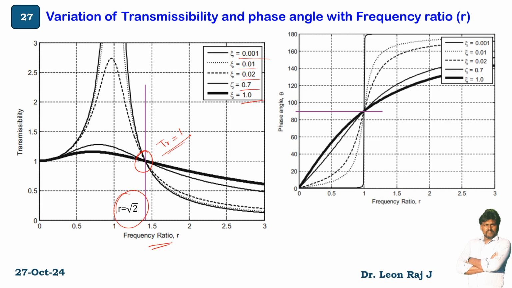So this is the phase change from 0 degree to 180 degree. There is a phase change at 90 degree. So this is tan theta. This is when xi equal to 1, and this is xi equal to 0.7, and this is xi equal to 0.2, and this is xi equal to 0.01, and this is when xi equal to 0.001. So this is the variation of phase angle with frequency ratio, and the variation of transmissibility with frequency ratio is shown in this figure.